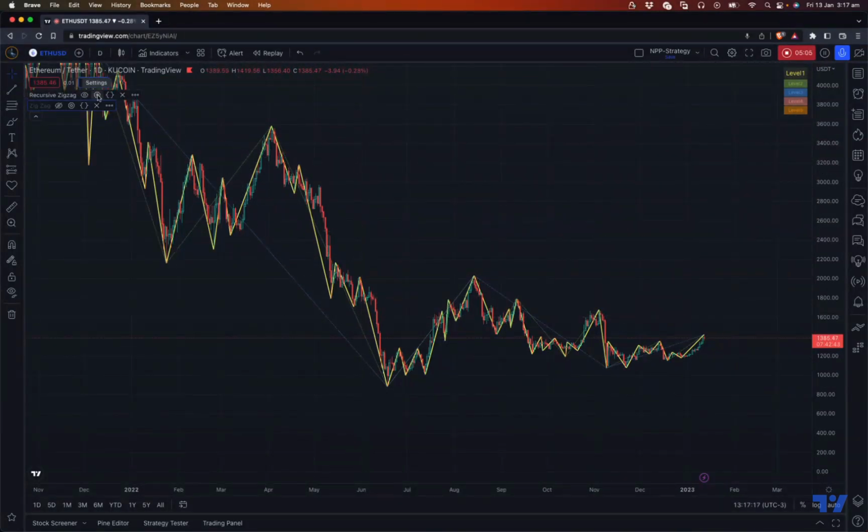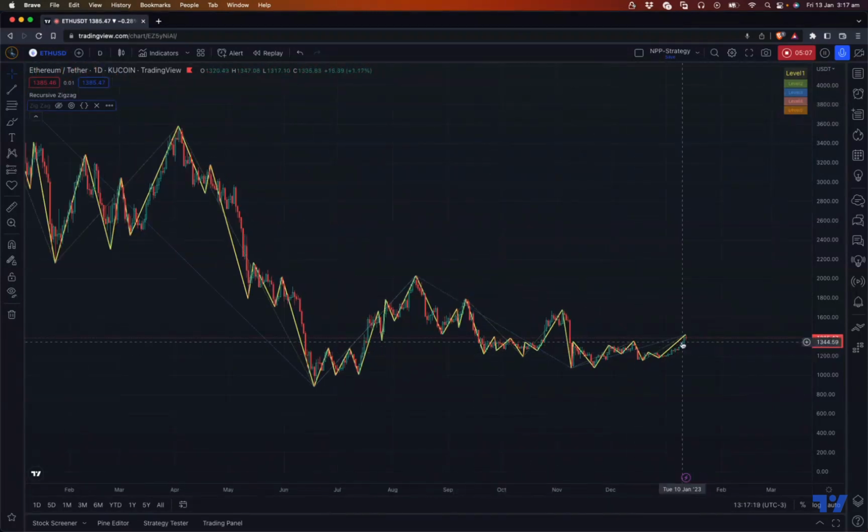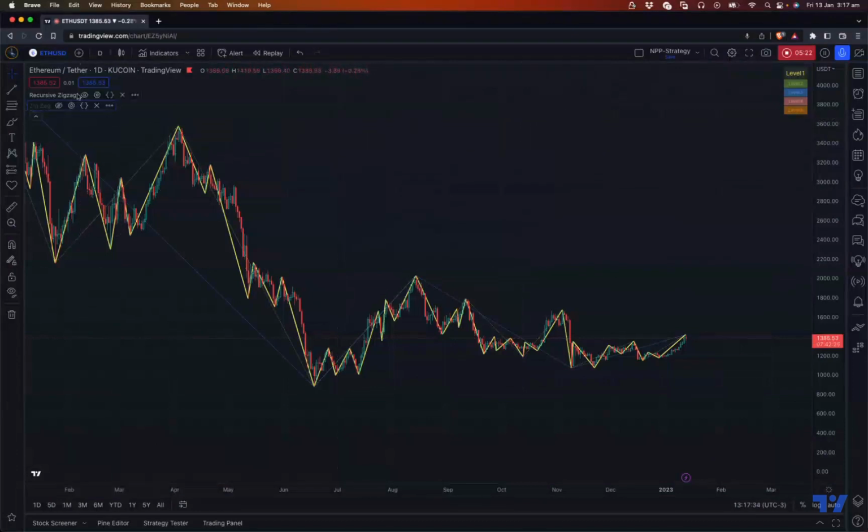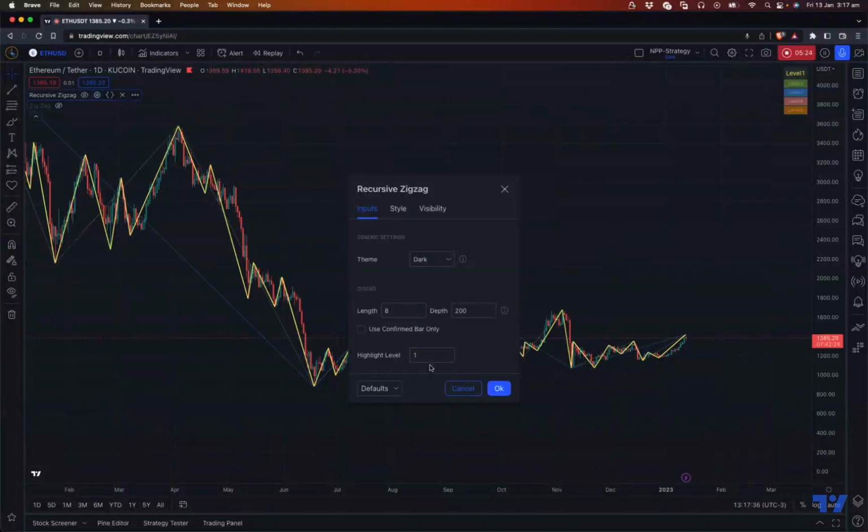So I have put this indicator on, and what it does is it draws zigzags at different levels. For example, this is level 1, and level 2 forms a zigzag based on level 1. Level 2 will have the distance between the pivots slightly higher. So I'll highlight level 2.